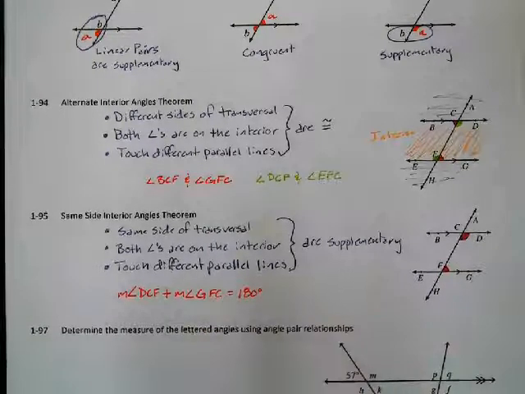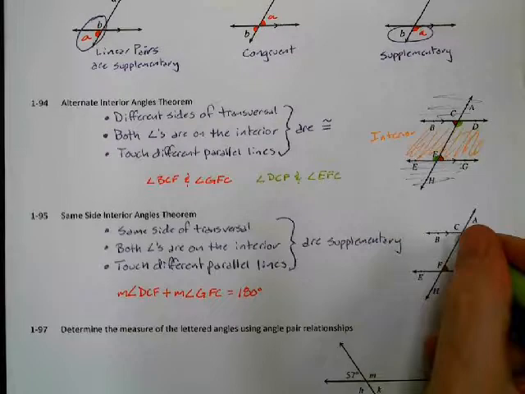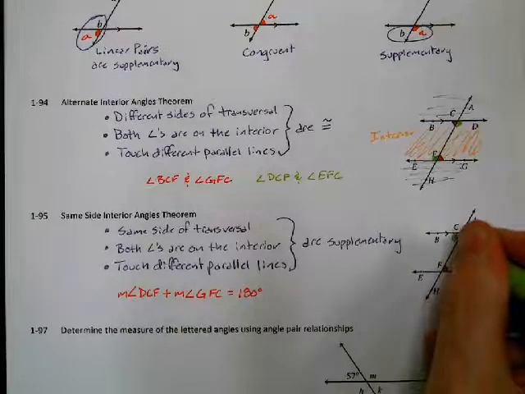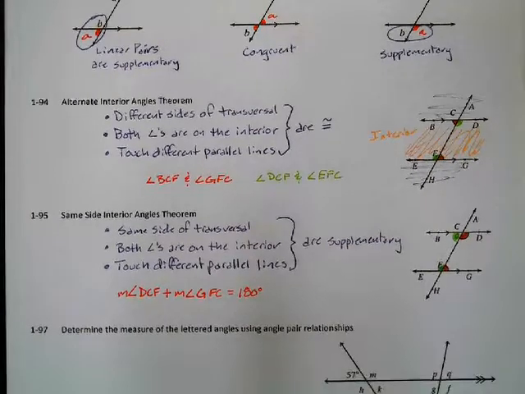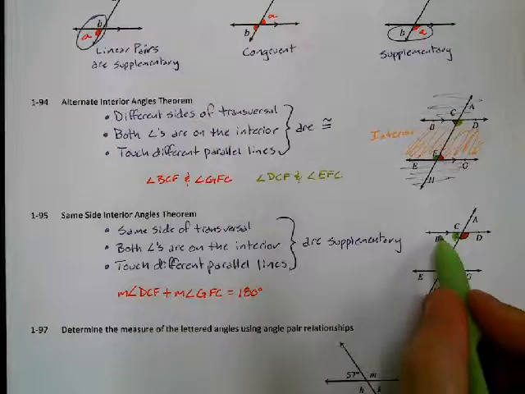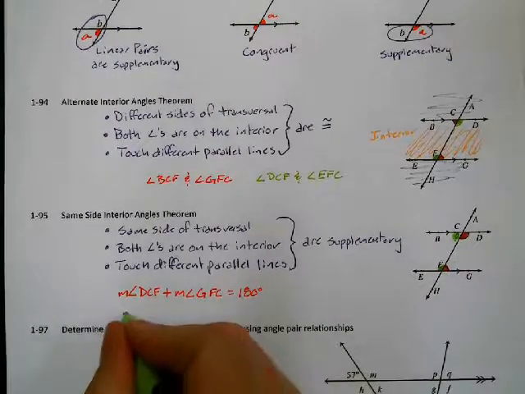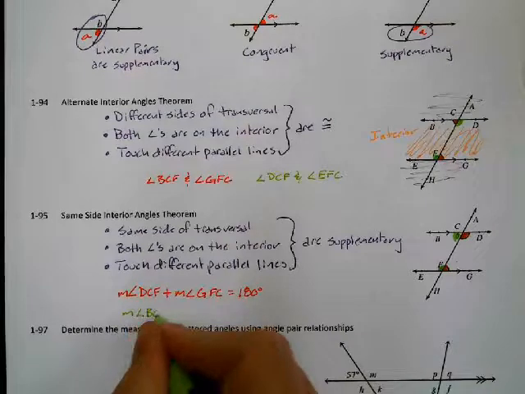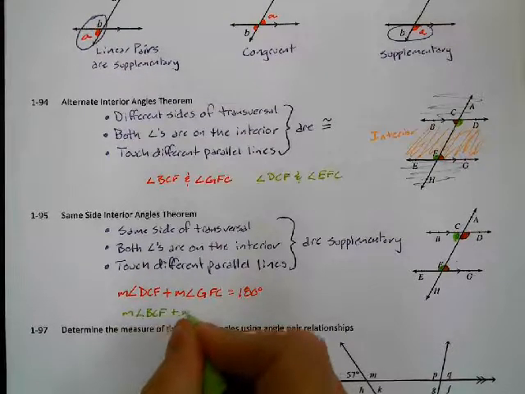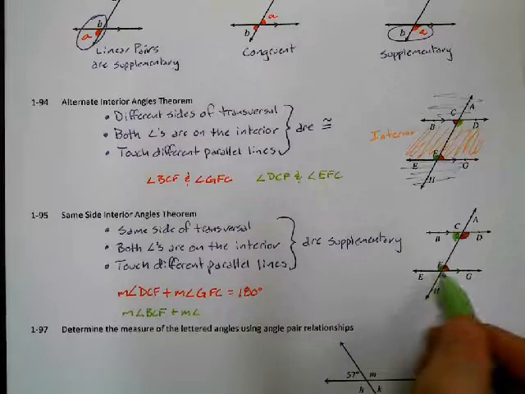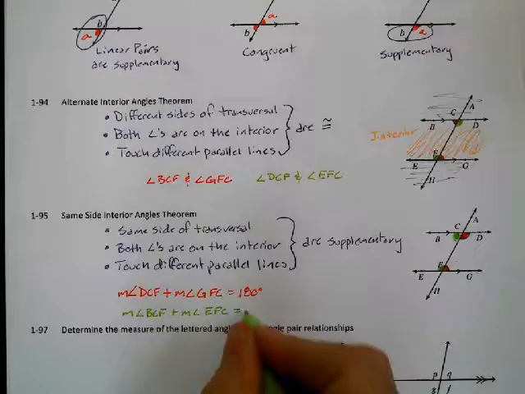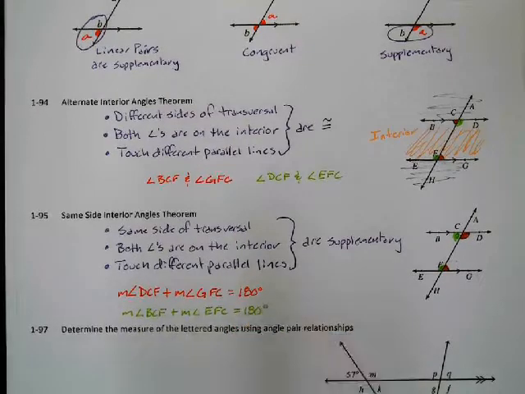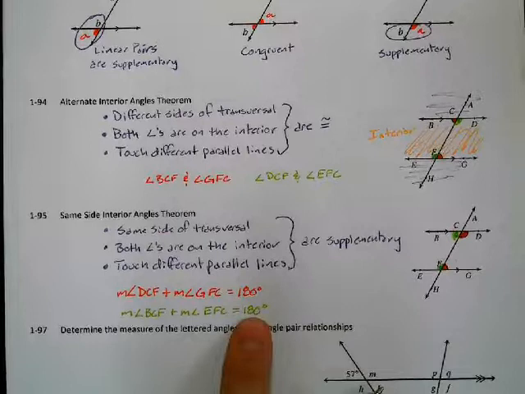But there's one other pair of same side interior angles, and that would be this angle and this angle in green right here. Those two would also be same side interior angles. So we could also say that the measurement of angle BCF plus the measurement of angle EFC have to add up to 180 because they're same side interior angles, and same side interior angles are supplementary, to add to 180.